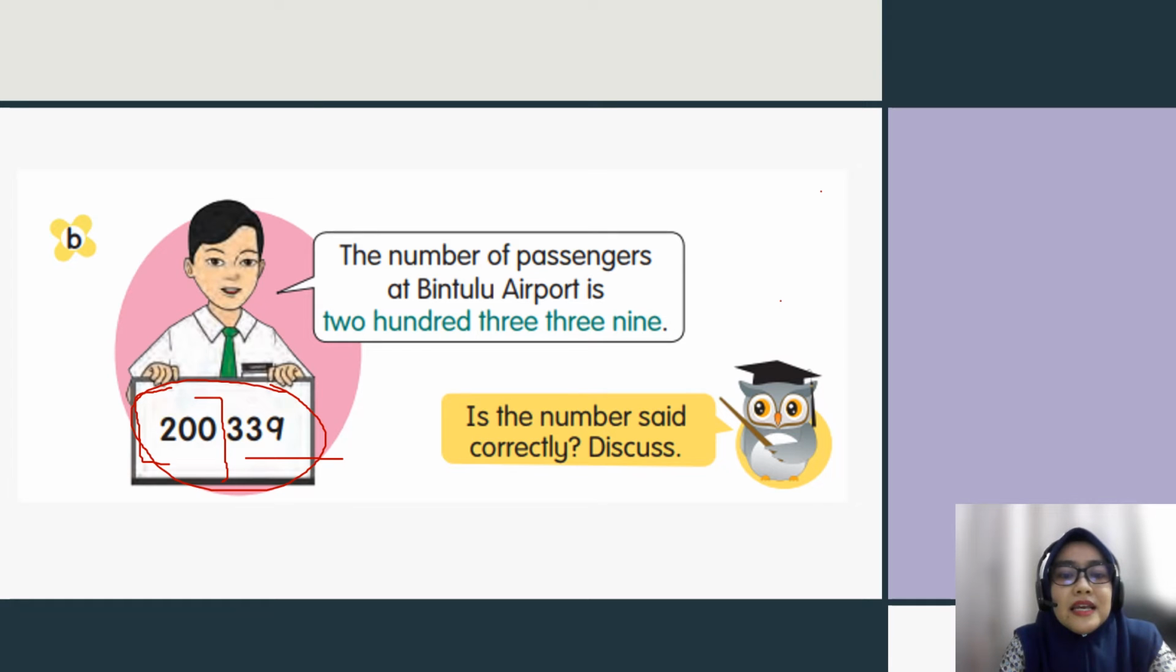Then you have to say it as 200,000 and 339. Don't forget the word and. Jangan lupa ada perkataan and tu mesti ada. When you write it in words, awak kena complete sentence, tu kena ada and.